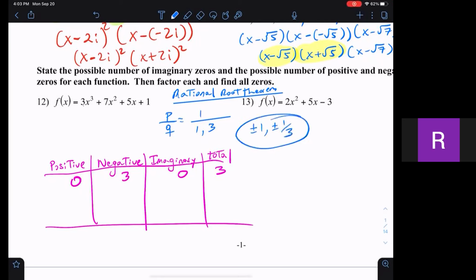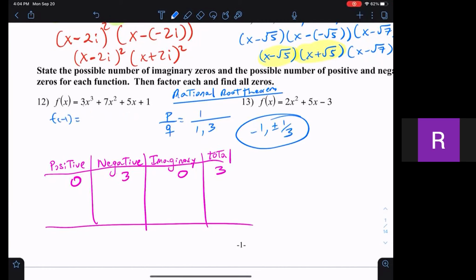So we have plus or minus 1 and plus or minus 1/3. One of these combinations should give you one of the zeros of the solution. Let's plug in 1 because 1 is easy, right? So f of 1 is 3 plus 7 plus 5 plus 1. That's not 0, so it's not working. So let's try negative 1. So f of negative 1.